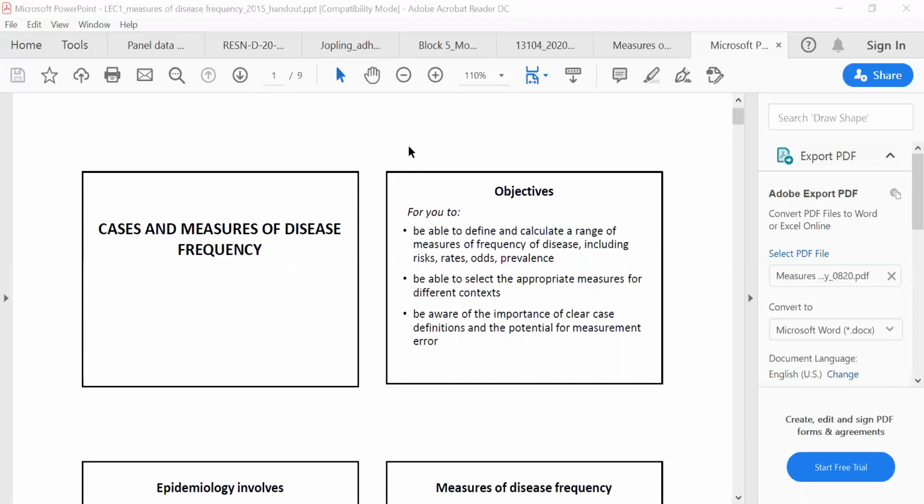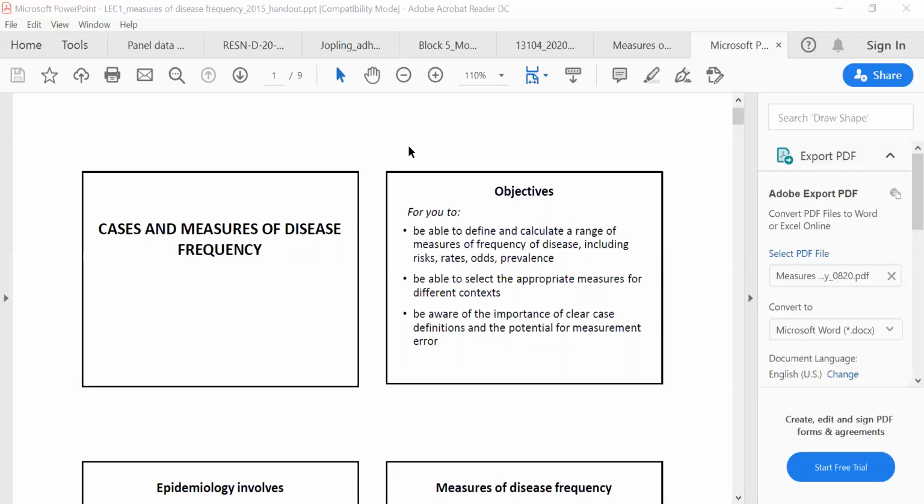And for us to understand that distribution and also understand the risk factors which might lead to disease, we need to have some way of measuring. We need some parameters which we use to measure these aspects. So today we'll discuss cases and measures of disease frequency.